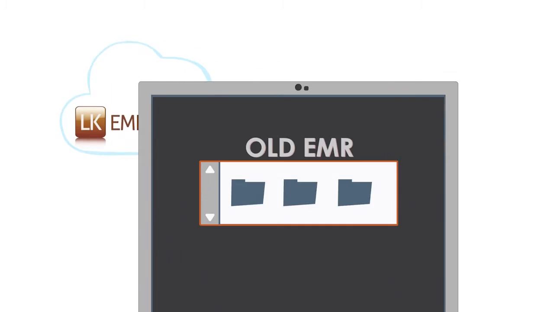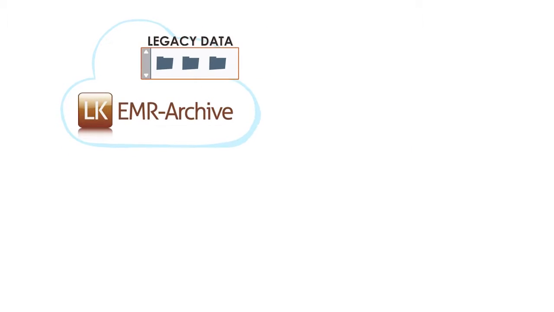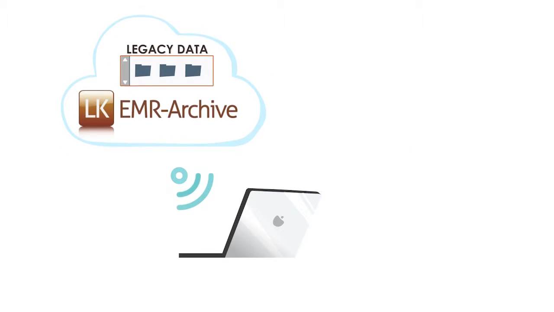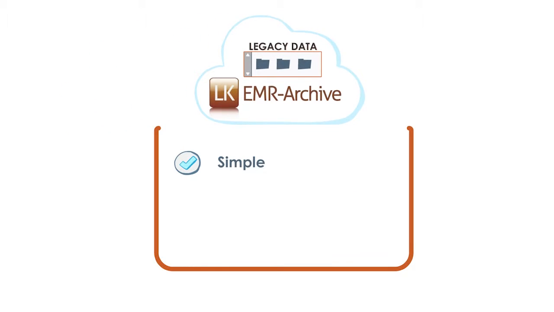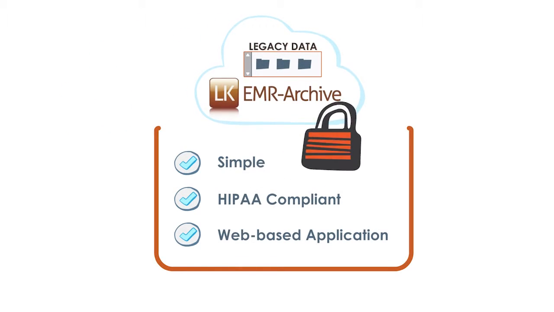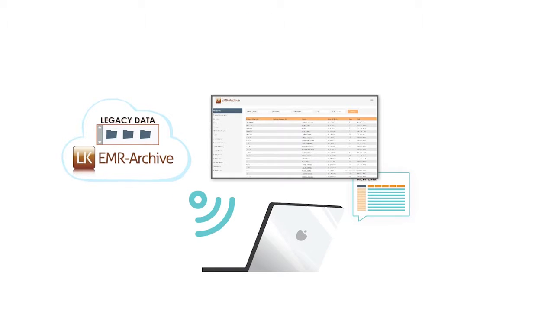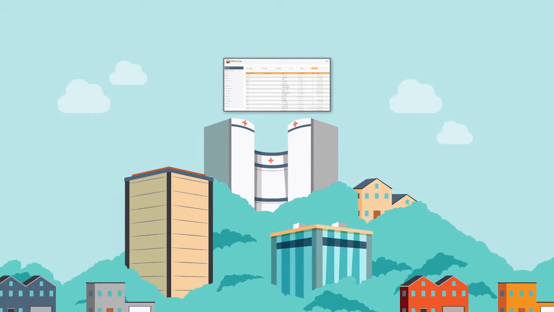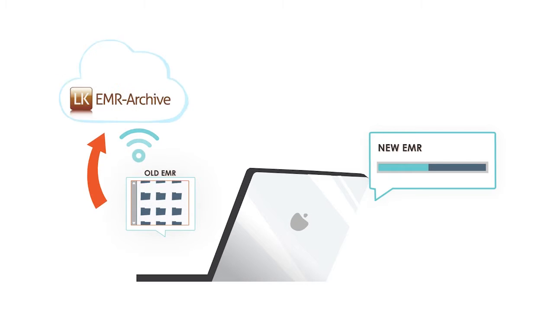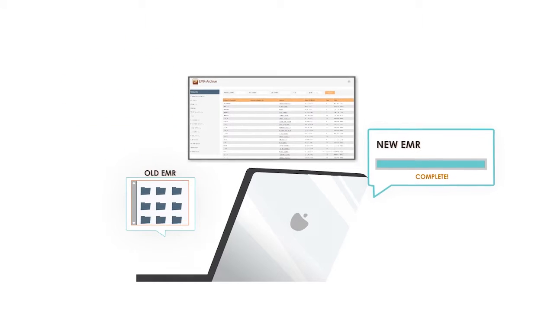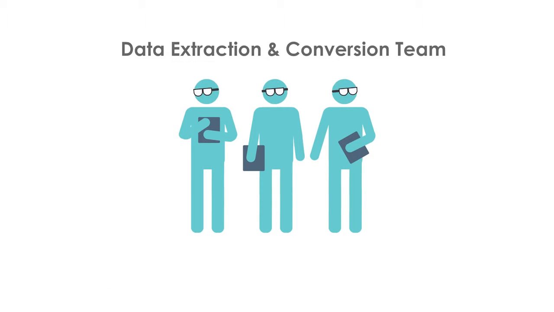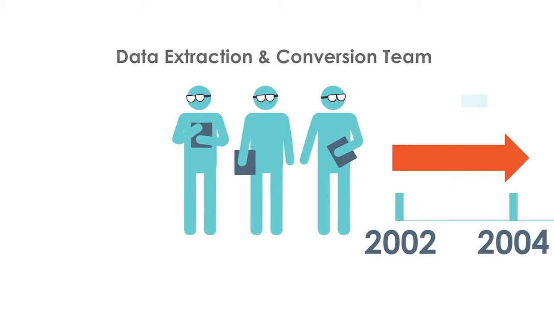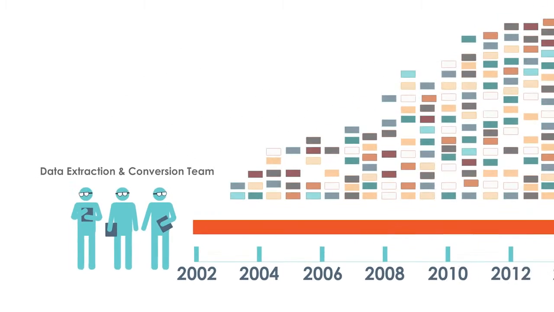ELLKAY EMR Archive allows you to discontinue your old EMR and retain your legacy data alongside your new EMR permanently. It's a simple, HIPAA-compliant, web-based application that provides easy access to your legacy patient charts anywhere, anytime, giving you the freedom to switch EMRs quickly and cost-effectively. It doesn't matter which EMR you're leaving. ELLKAY's data extraction and conversion team has over a decade of experience with hundreds of EMR systems.